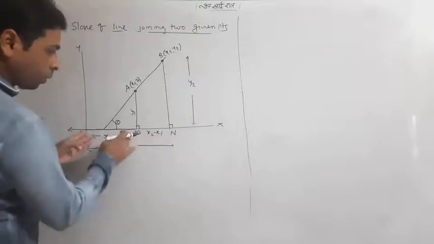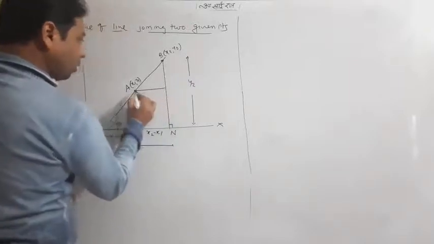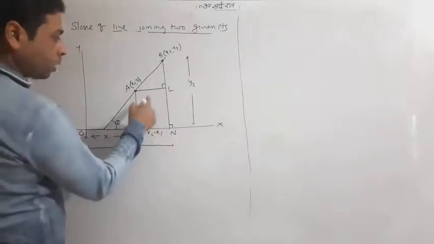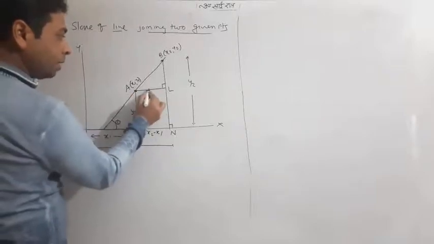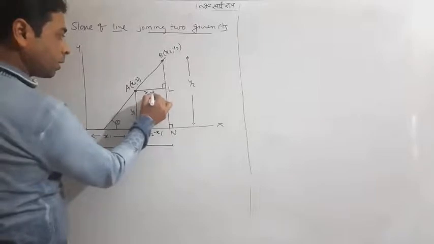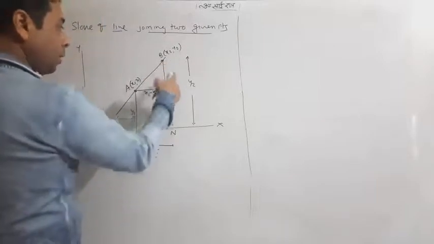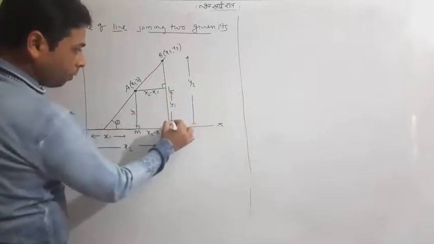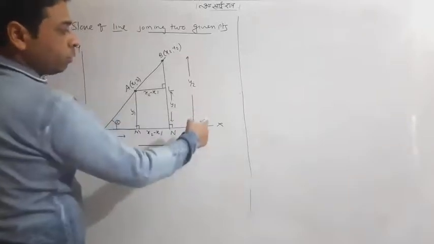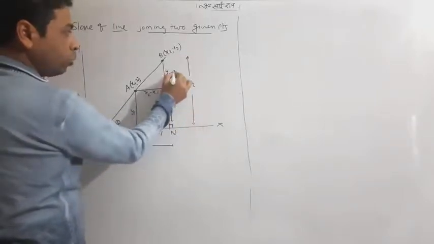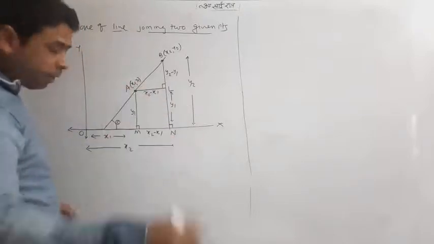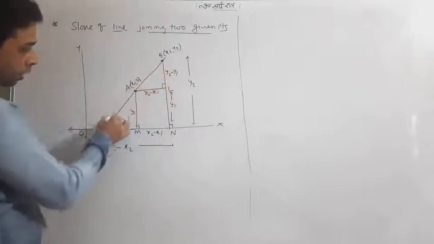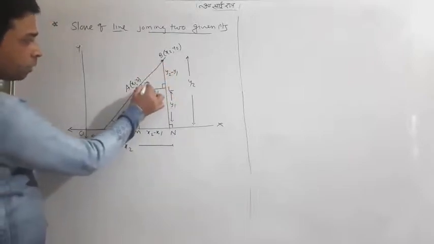Because it is x2, it is x1. If I draw the perpendicular from this point A to this BN, x2 minus x1 will remain the same with AL. This and this distance will be the same, x2 minus x1. And this distance is also y1, so this whole was y2, so this distance will be y2 minus y1. And this is theta; these two lines are parallel, this is simply a transversal. If it is theta, it is also theta.